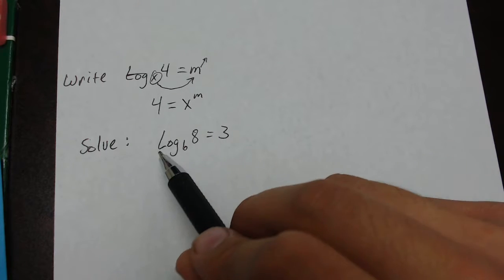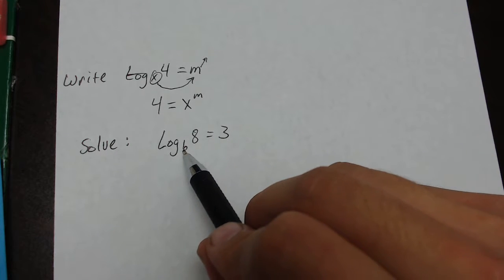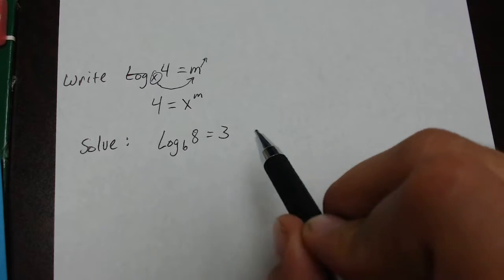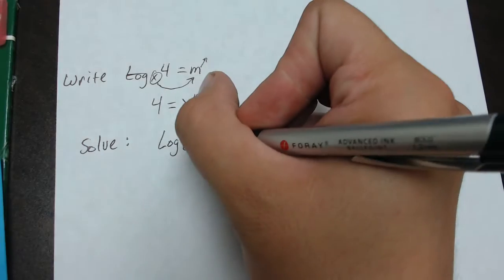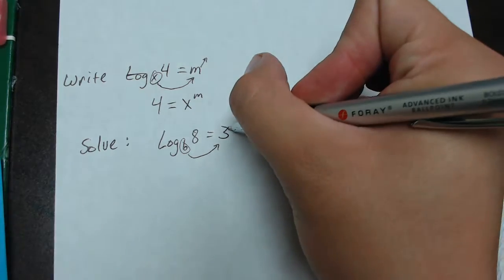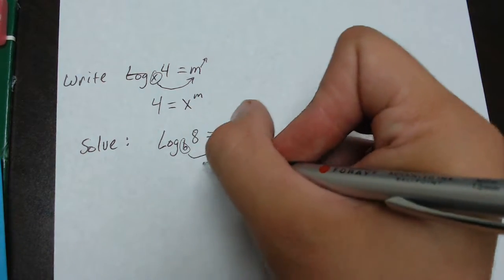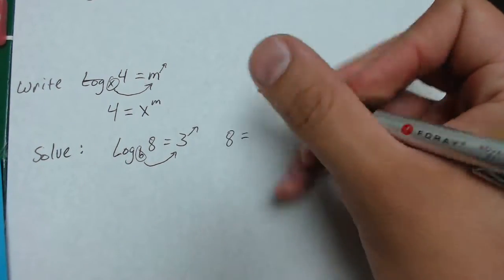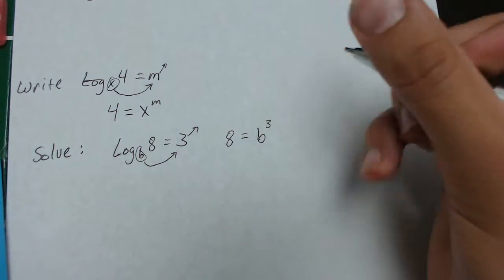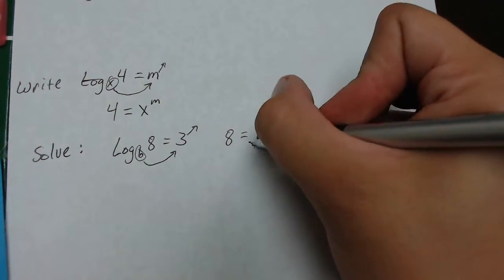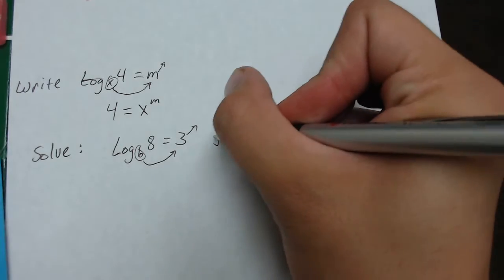So again, what we're saying is the log of the base number b is going to give us an answer of 8 when we give it the exponent of 3. So we just take our number, move it over here, this goes to the exponent, and we rewrite this as 8 equals b to the power of 3. Well, to figure this out, we just cube each side.